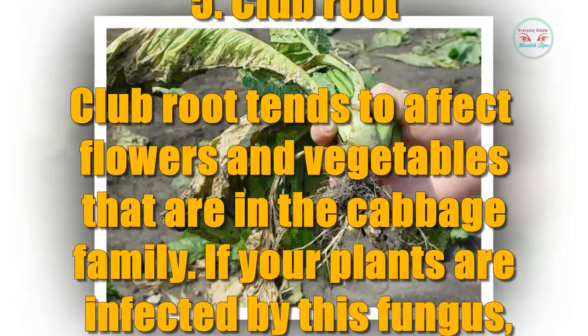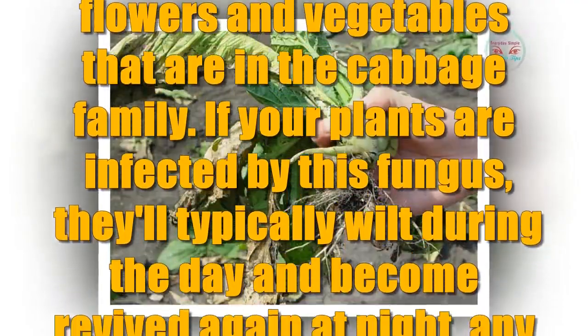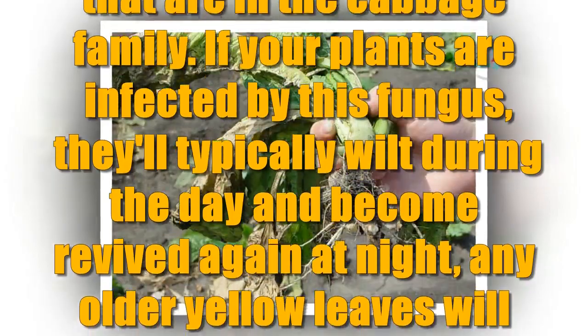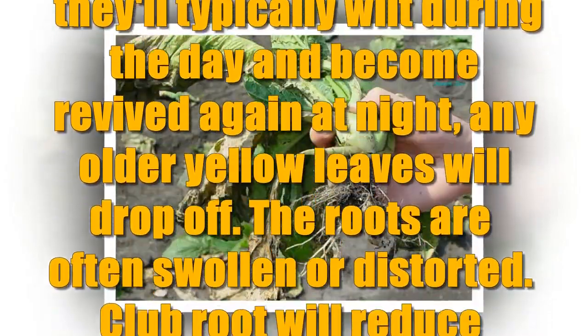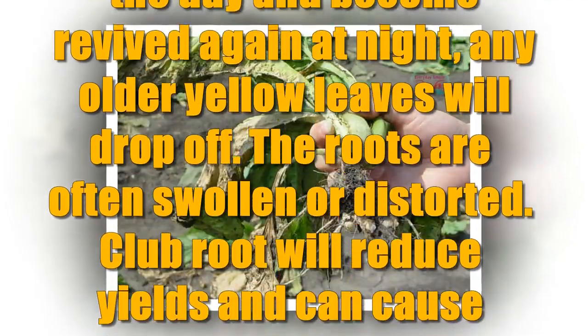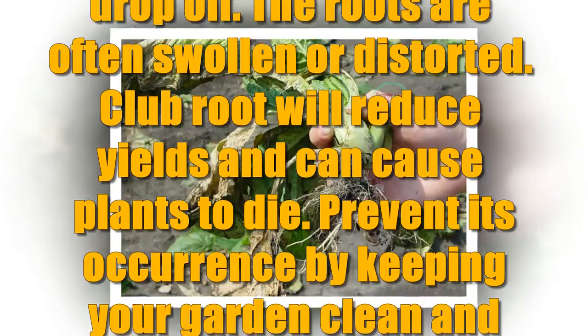If your plants are infected by this fungus, they'll typically wilt during the day and become revived again at night. Any older yellow leaves will drop off. The roots are often swollen or distorted. Clubroot will reduce yields and can cause plants to die.